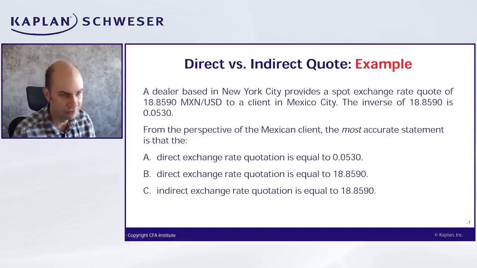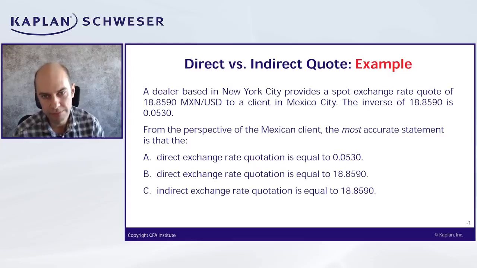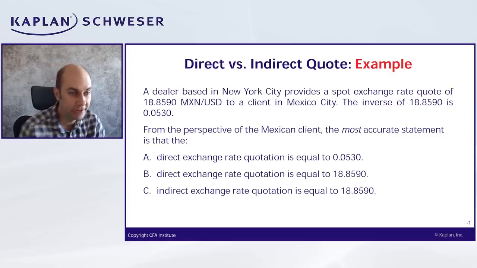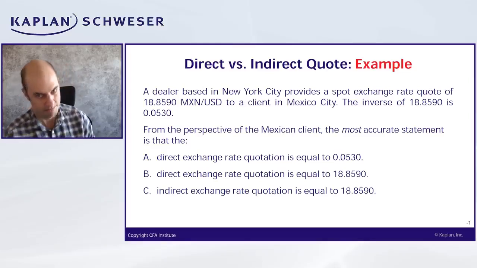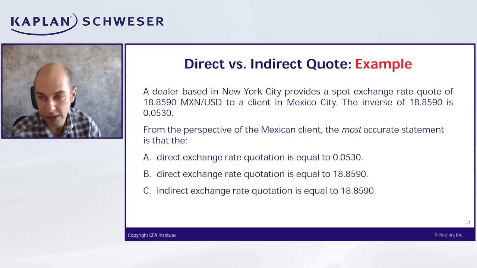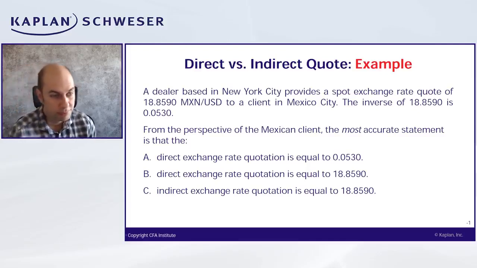All right, so I've got a dealer. My dealer is based in New York City and provides a spot exchange rate quote of 18.8590 Mexican peso to USD, Mexican per USD. Notice how we're quoting to 4 decimal places to a client in Mexico City. The inverse of 18.8590 is 0.0530. You can check this on your calculator: if you do 1 over 18.859, you will get 0.0530.